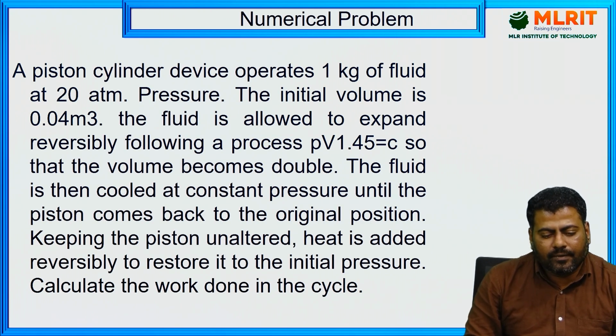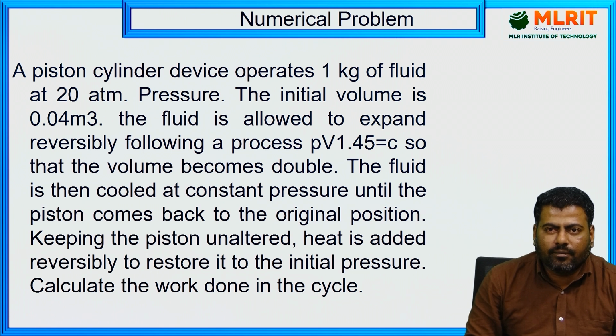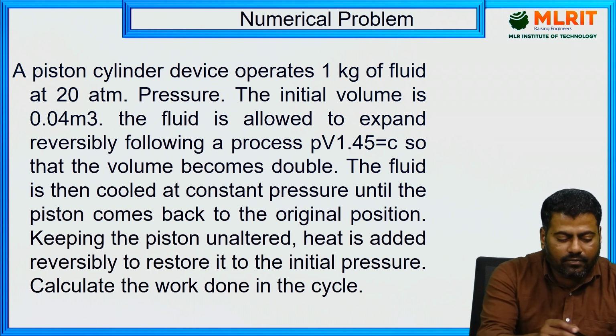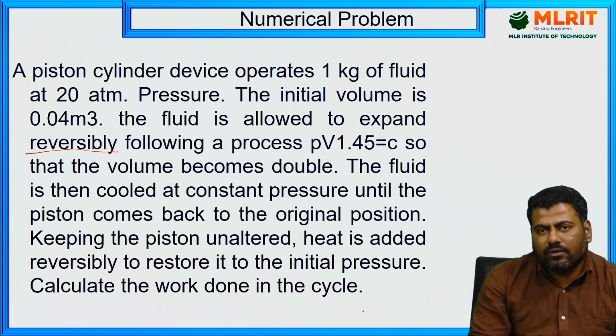We have a piston cylinder device that operates with 1 kg of fluid at 20 atmospheric pressure, and the initial volume is given as 0.04 meter cubed. The fluid is allowed to expand reversibly. Here itself we can find out what kind of process we are going to consider. We know that reversible processes are nothing but ideal processes, and irreversible processes are nothing but actual processes.